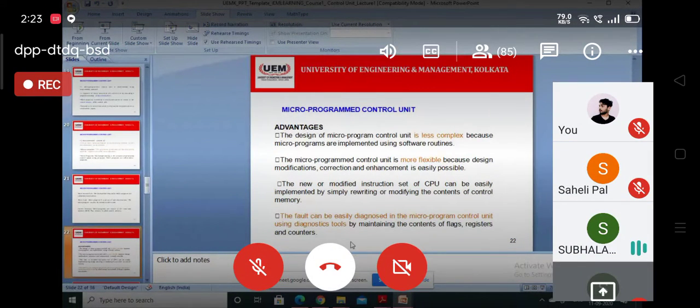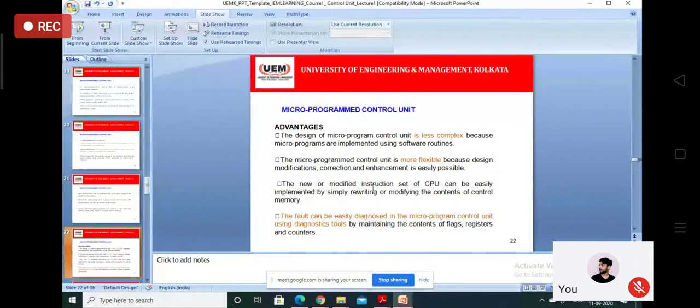Okay, another few points are there. Faults can be easily diagnosed because of the flag register and all these things. You do not have any extra hardware that was there in the hardware control unit.